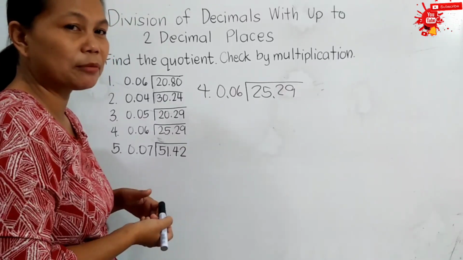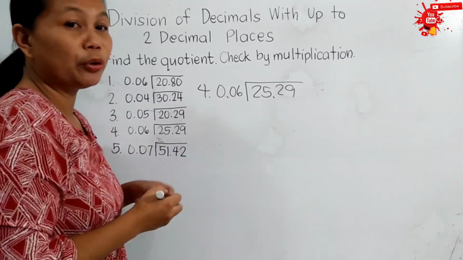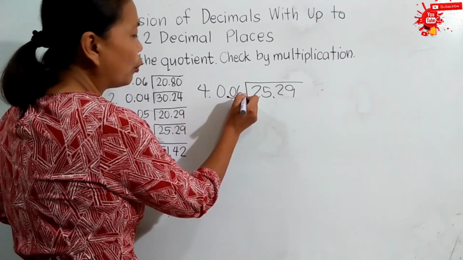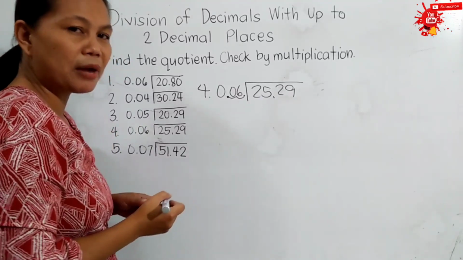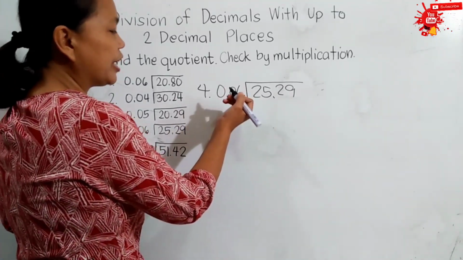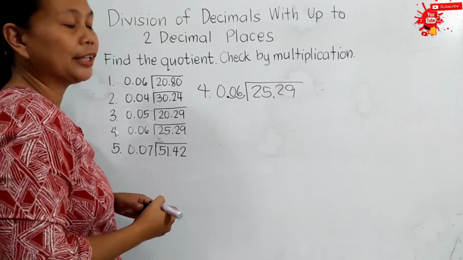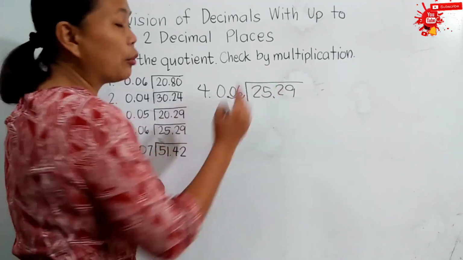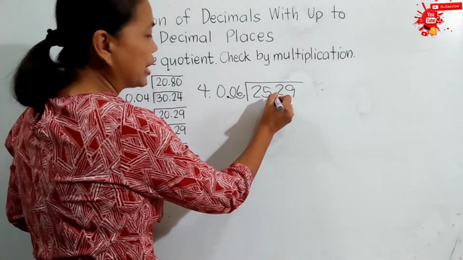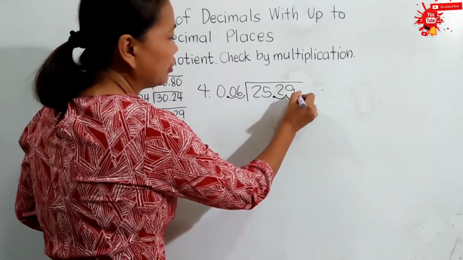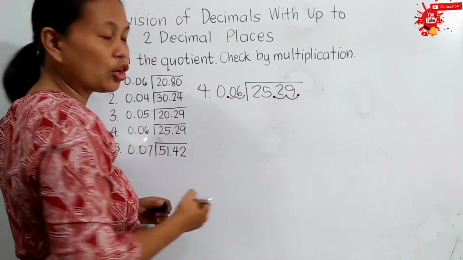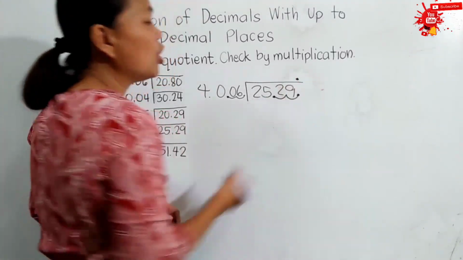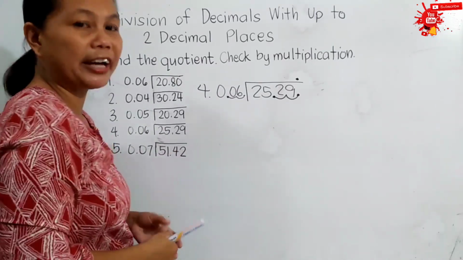Kaya i-move natin yung decimal point hanggang maging whole number yung ating divisor. So, ilan ang movement na gagawin natin? So, 1, 2. So, we have to move 2 decimal points in our divisor to make it a whole number. And kung ano yung ginawa natin sa divisor, yun din yung gagawin natin sa dividend. So, dalawang beses din tayo mag-move. So, 1, 2. So, this will now be the new location o yung bagong posisyon ng decimal point. So, itapat na natin siya sa ating quotient. Okay? Tapos, mag-divide na tayo.